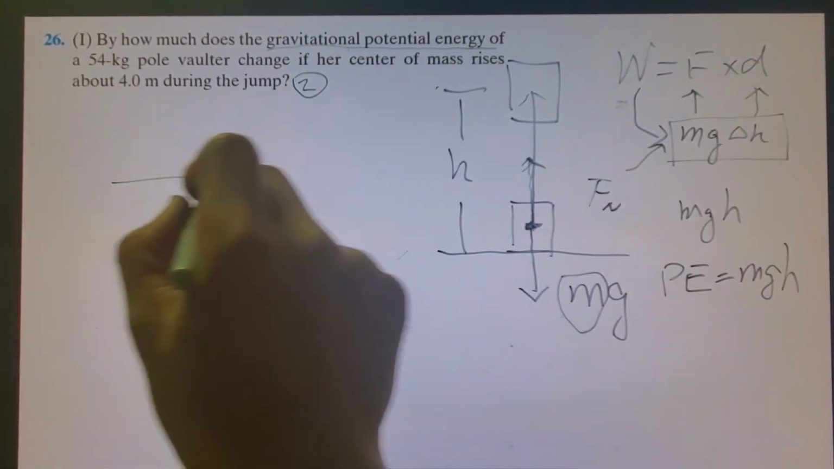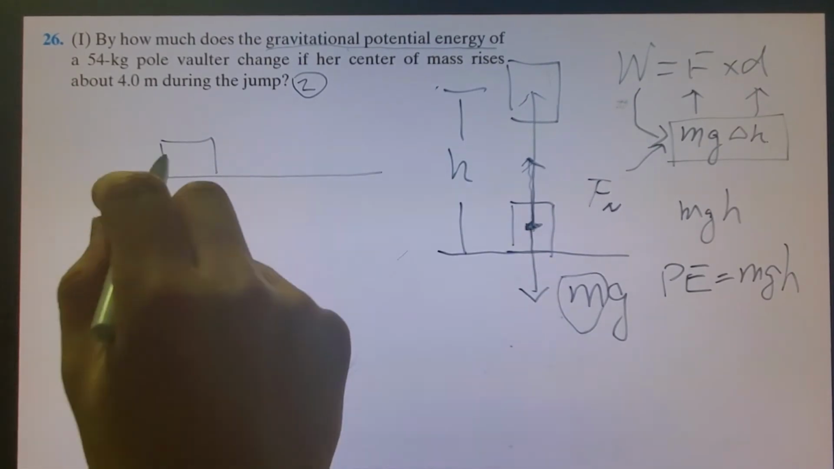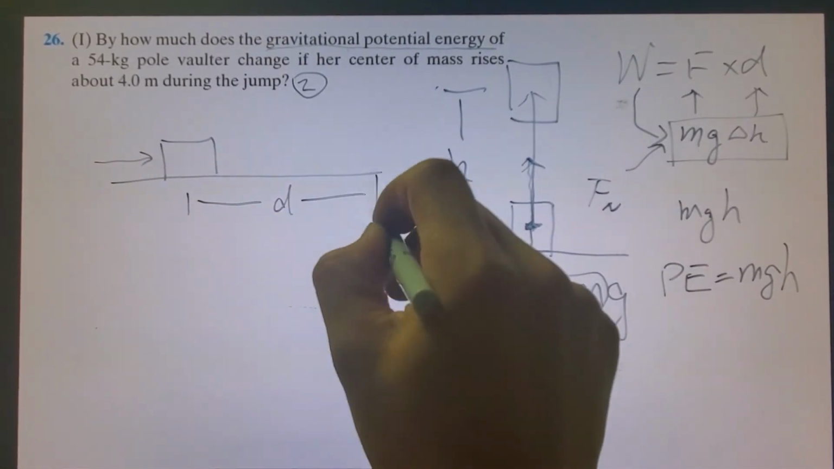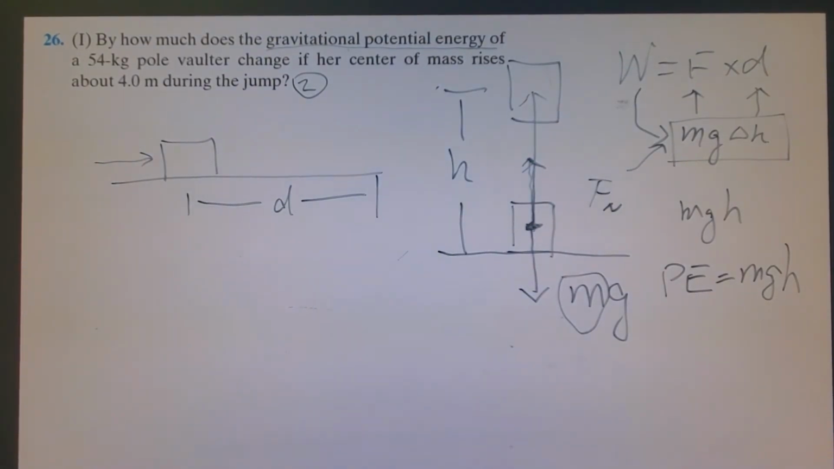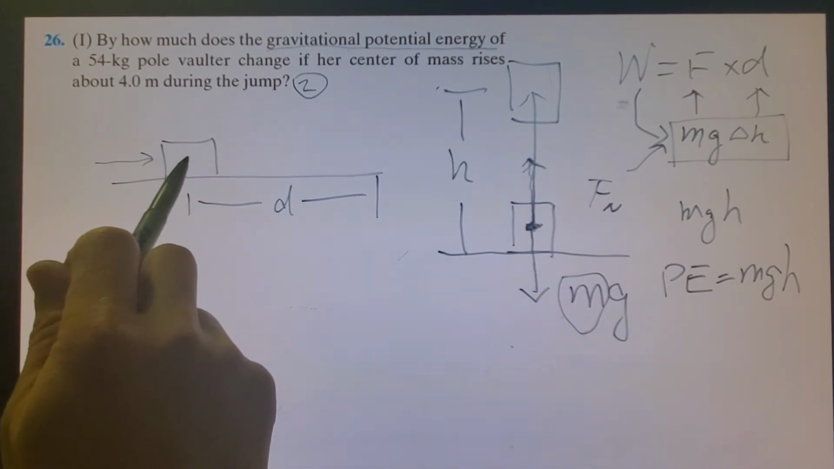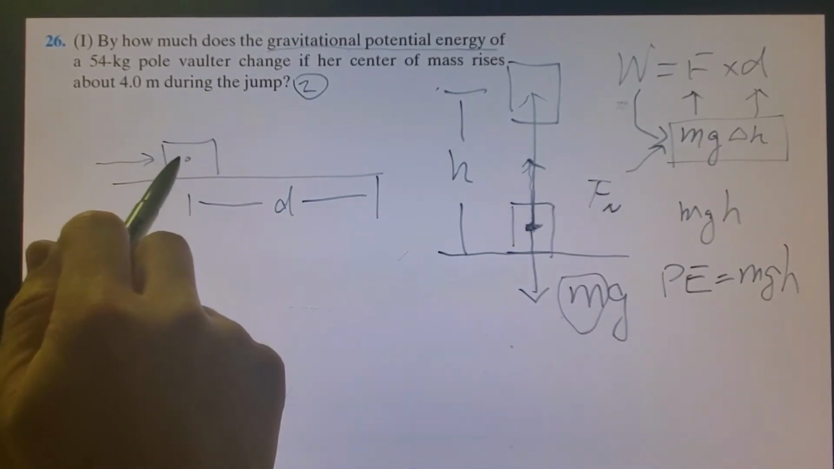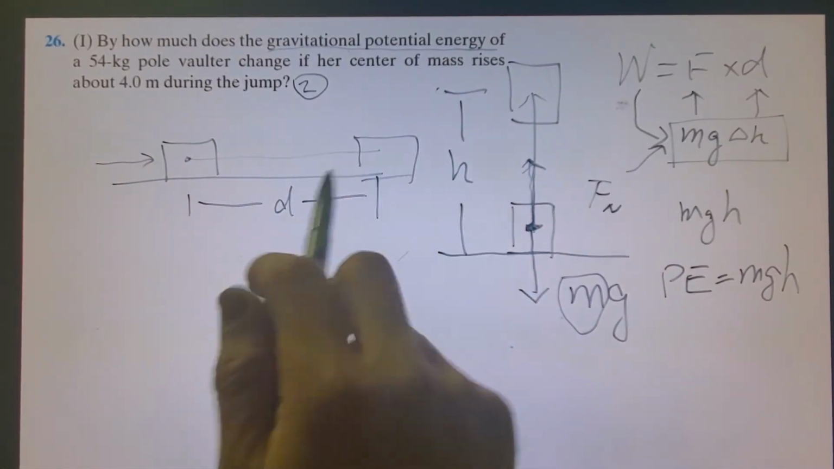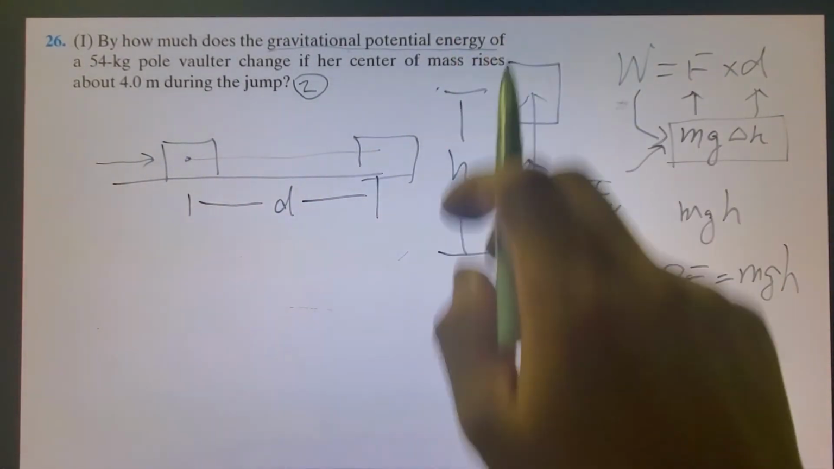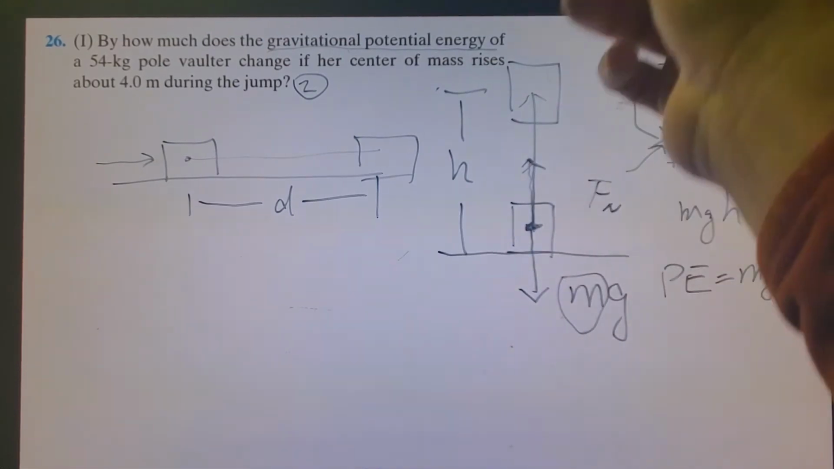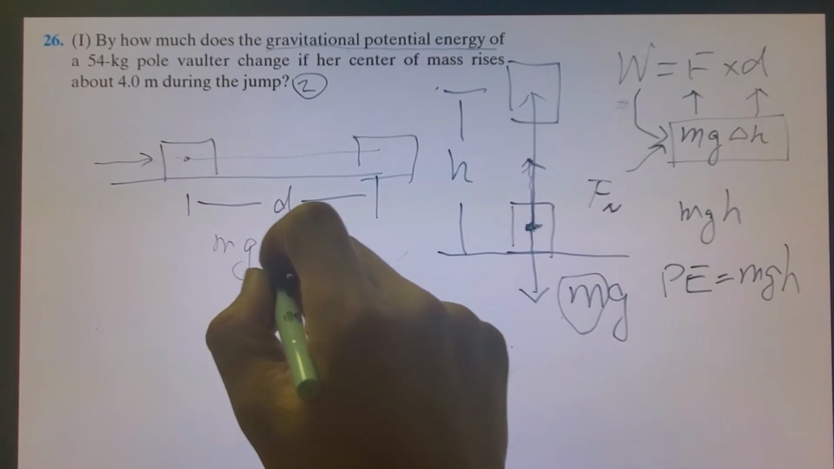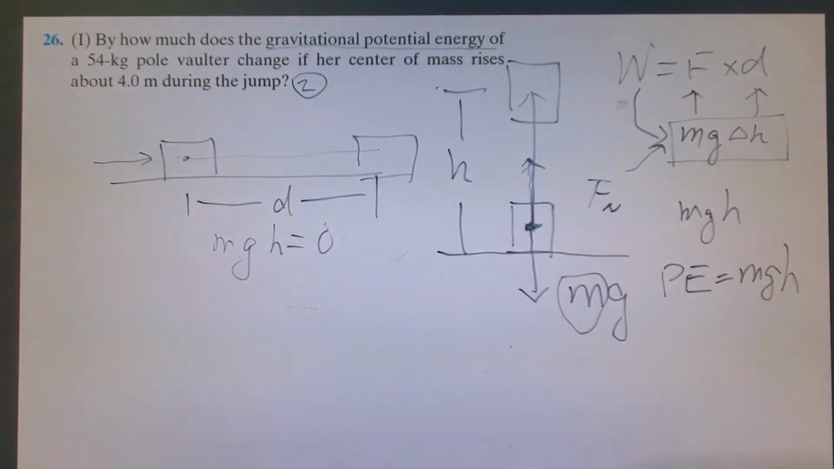If you move something horizontally, let's say you have a force moving it a distance d, yes, you are doing work on it. There's friction. However, the potential energy due to gravity from here to here is 0. Why? Because there's no h. You're not going against gravity. You just move horizontally. So in this case, mg times delta h will be equal to 0.